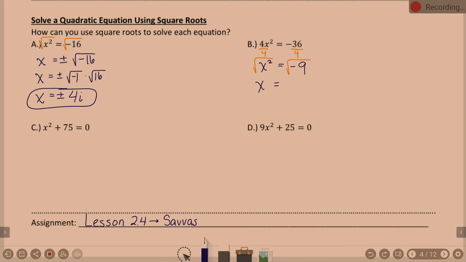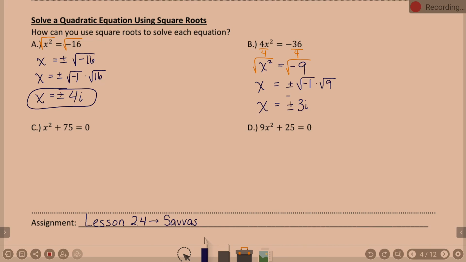Negative 1 times x squared, and negative 1 times 9. Can we think about the square root of negative 1 times 9? We know the square root of negative 1 is i. The square root of 9 is 3. What has no one said that I've heard? Plus or minus.